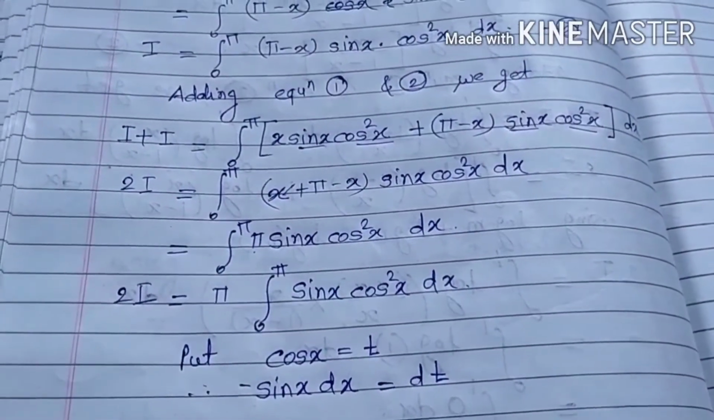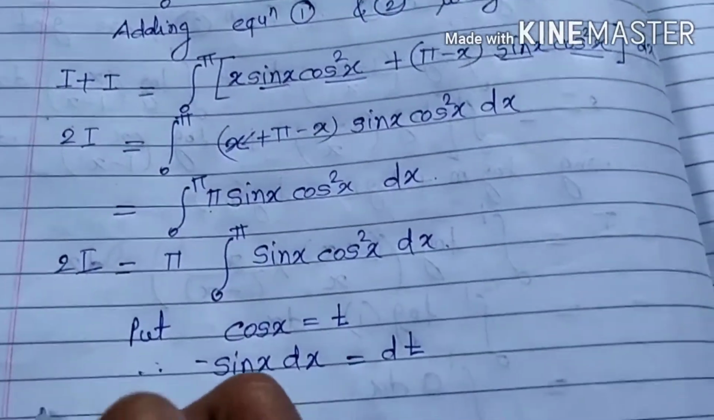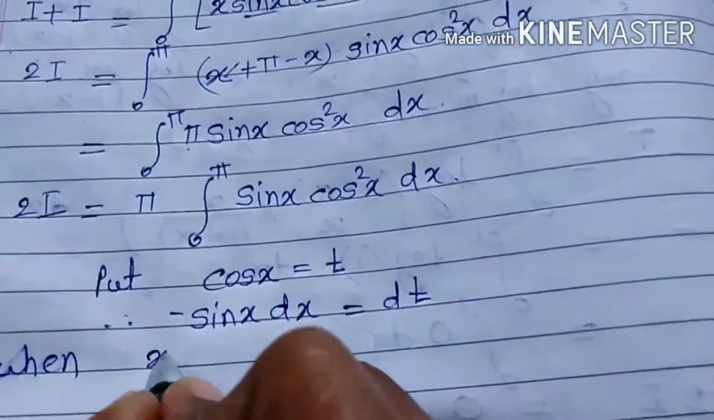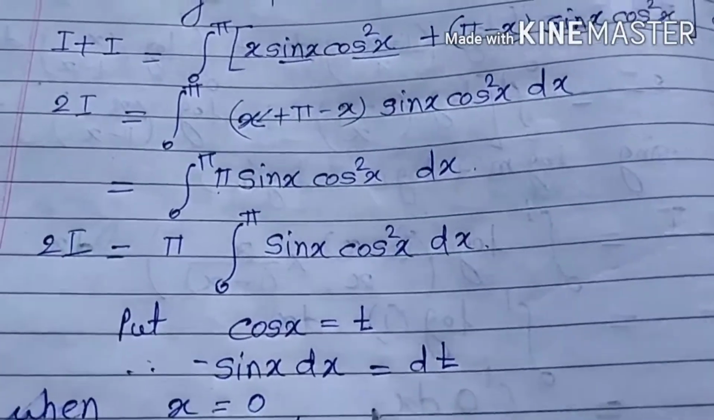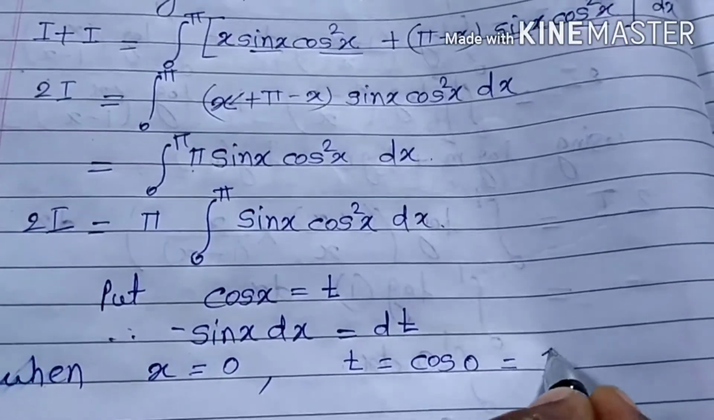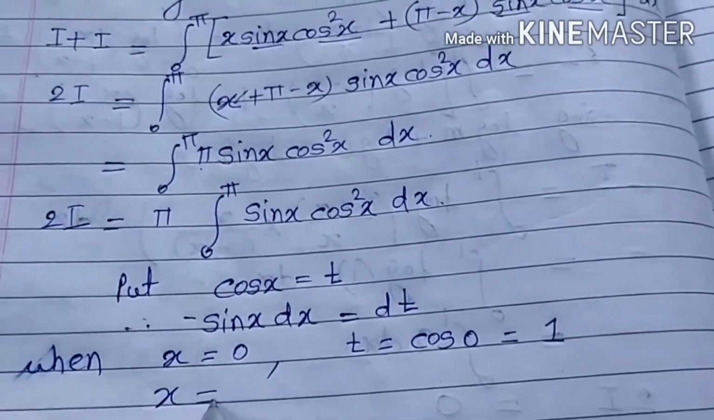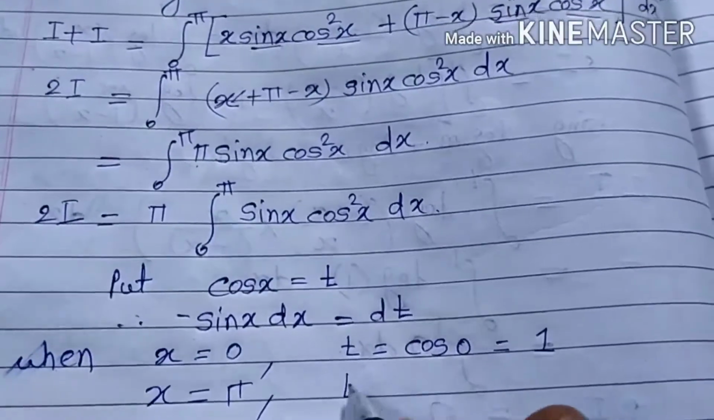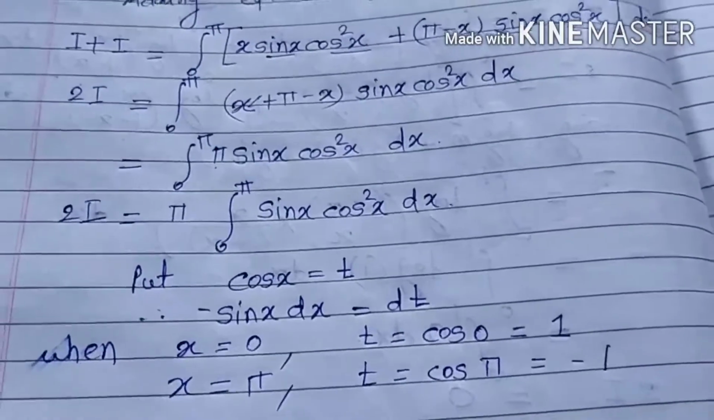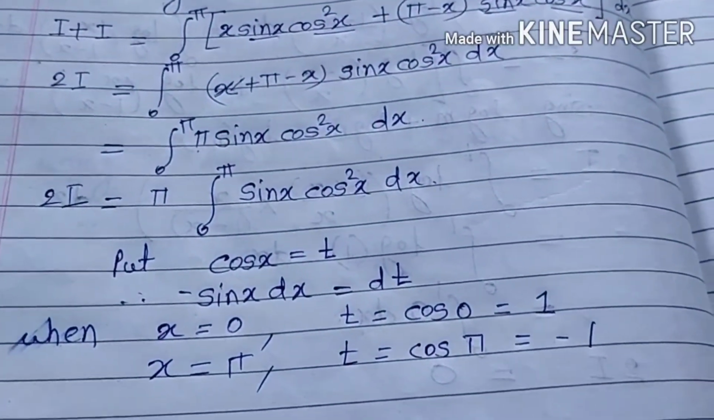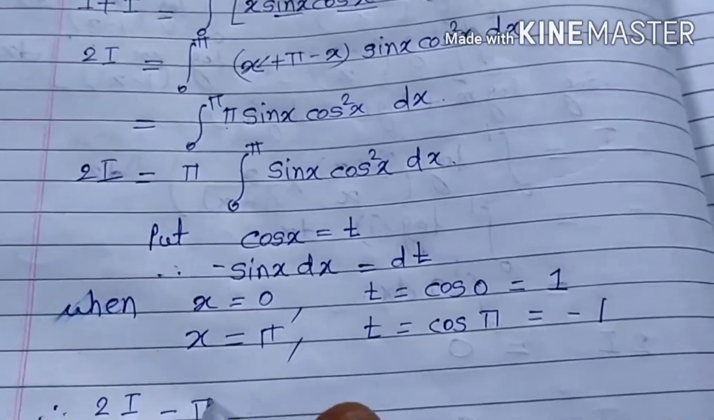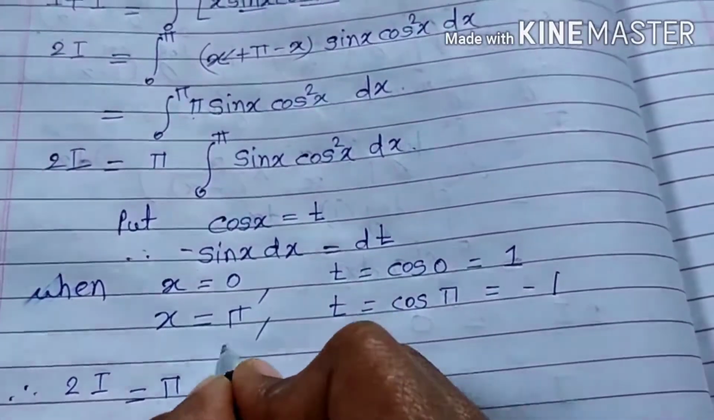Now if we take substitution, then we have to change the limits. So when x is equal to 0, t is equal to cos 0, which is equal to 1. Now when x is equal to pi, t is equal to cos pi, which is equal to minus 1. So our new limits are 1 to minus 1. Therefore 2I is equal to pi times the integral from 1 to minus 1.